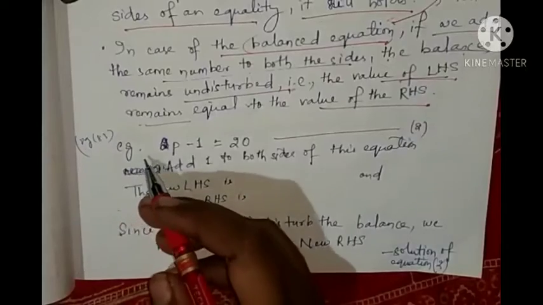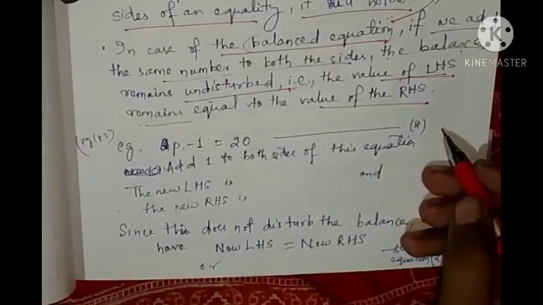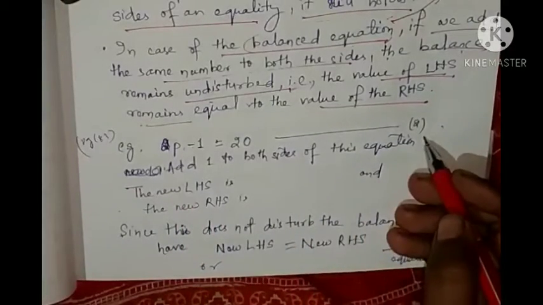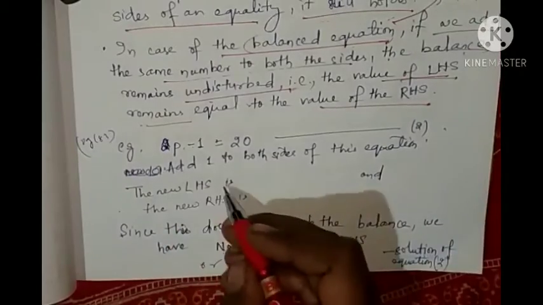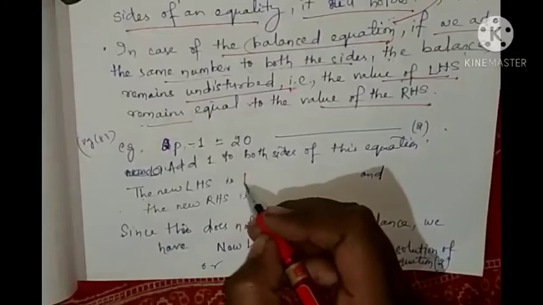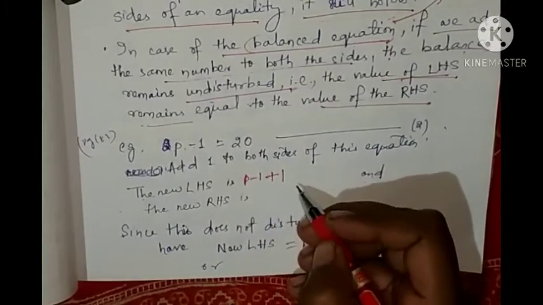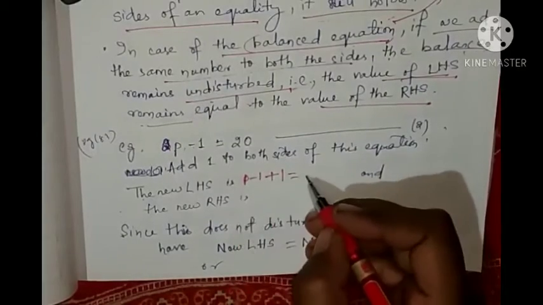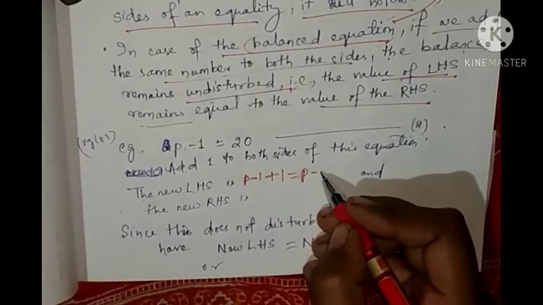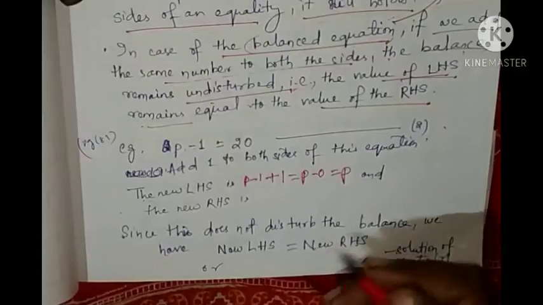Here in this example, one equation is taken: P minus 1 equal to 20. This is a balanced equation. What will we do? Add 1 to both sides of this equation. If we add, what will we get? The new LHS is P minus 1 plus 1. P minus 1 plus 1, how much is minus 1 plus 1? 0. So P minus 0 or P plus 0 is what? P.